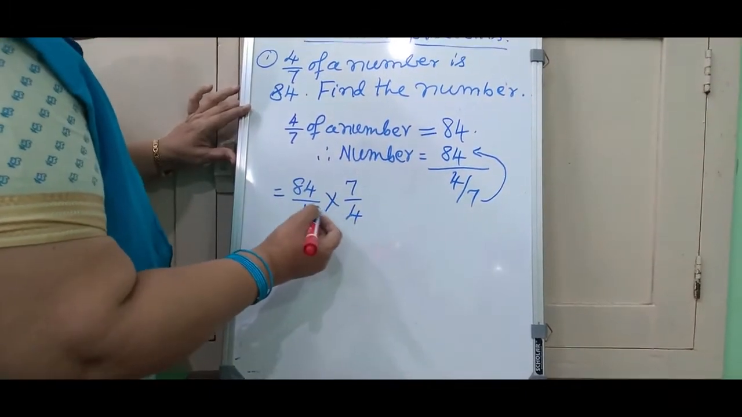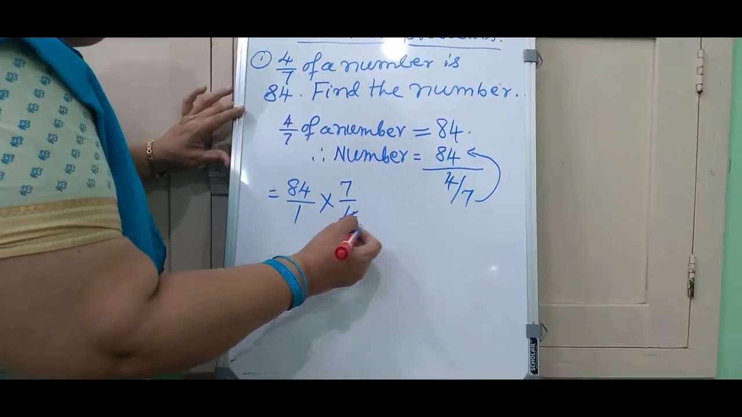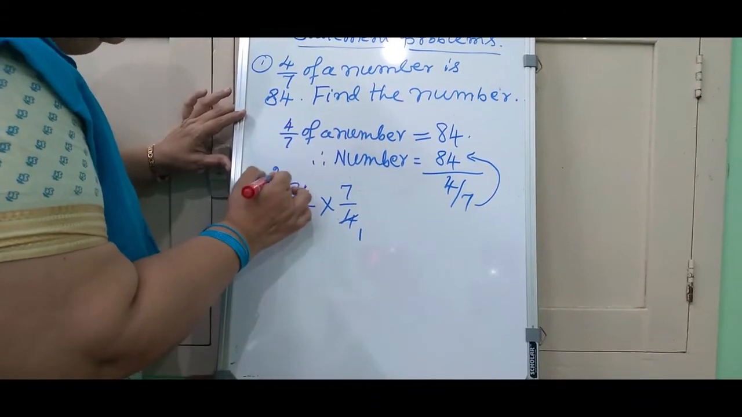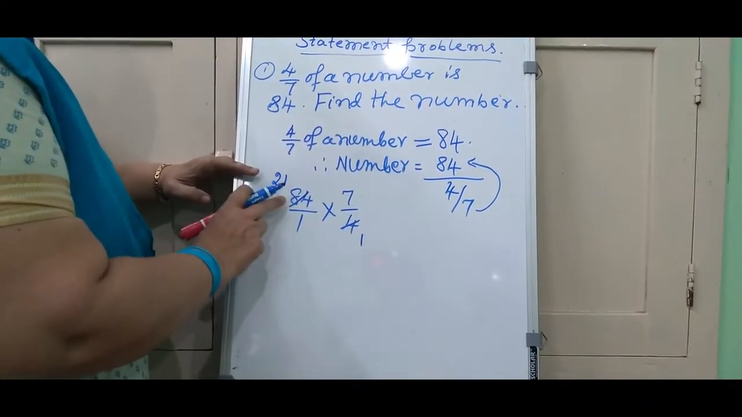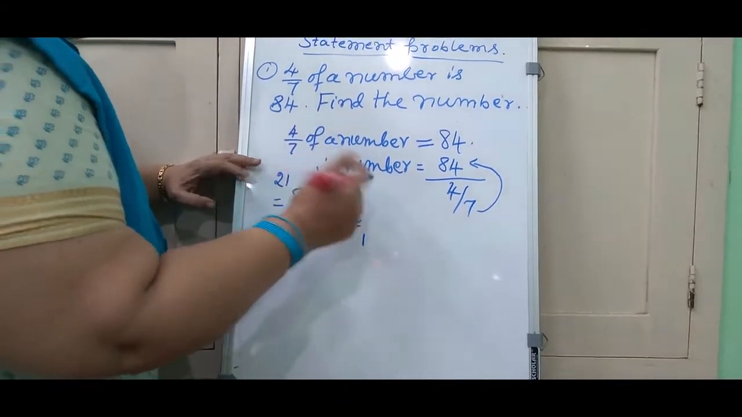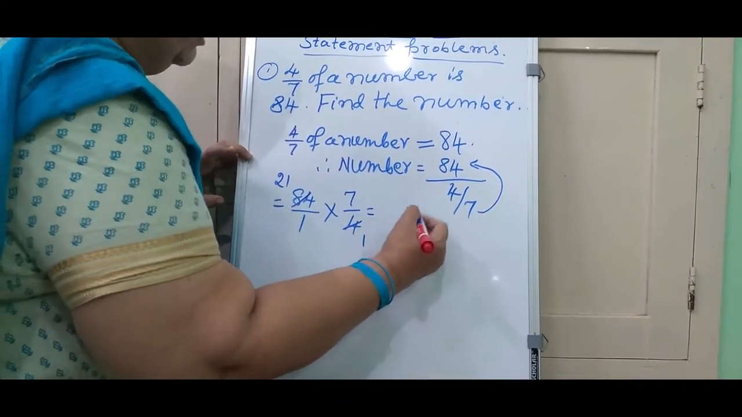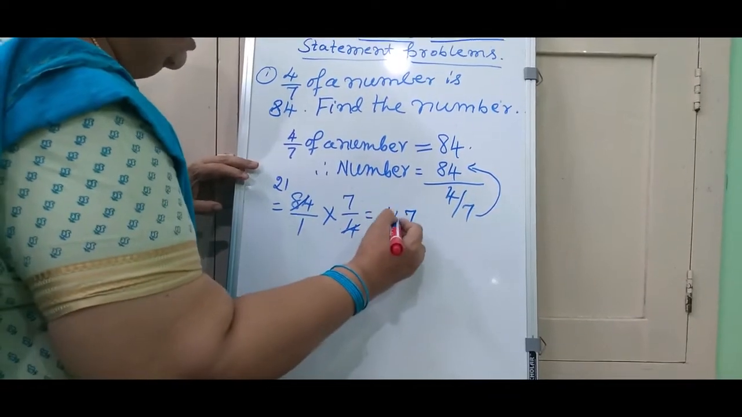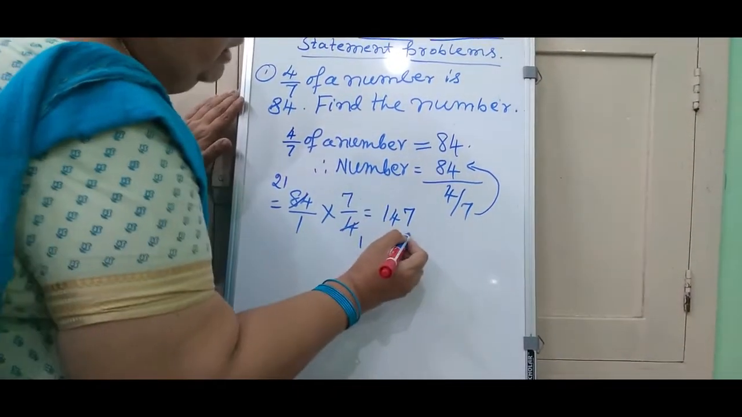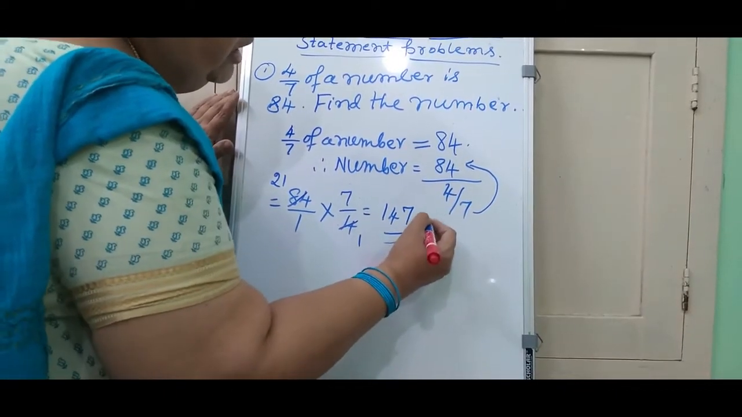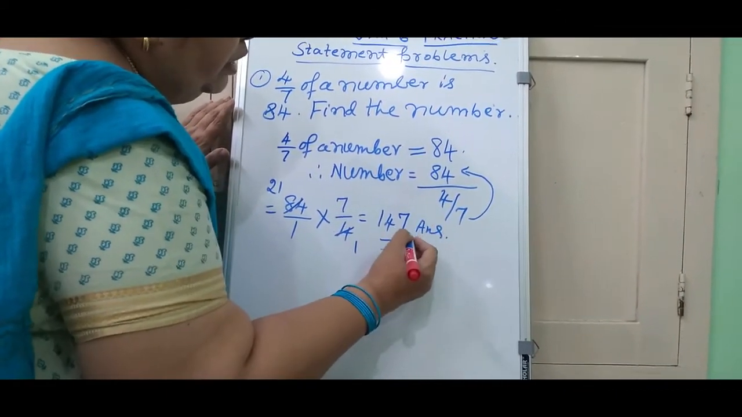Now we will simplify these fractions. 4 ones are 4. Again 4 twos are 4 ones are. So this is 21s. 4 21s are 84. 21 into 7 you multiply. 7 ones are, and then again here 7 twos are 14. So 147 is the number here.